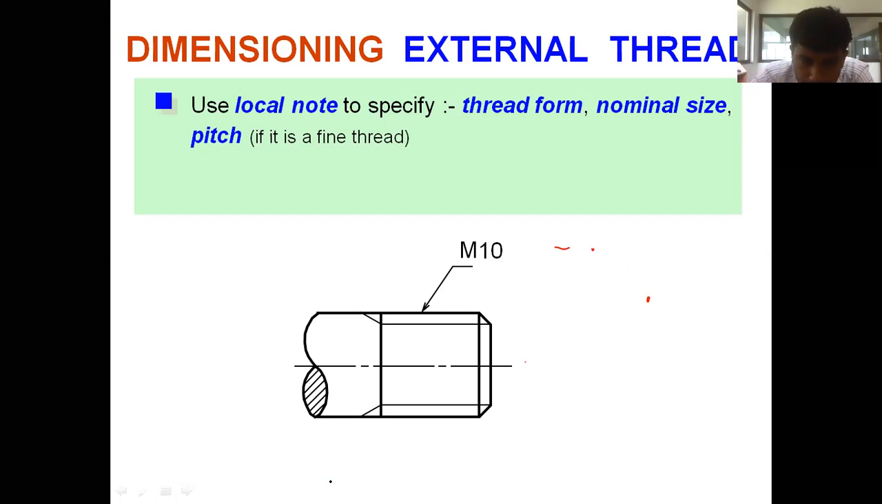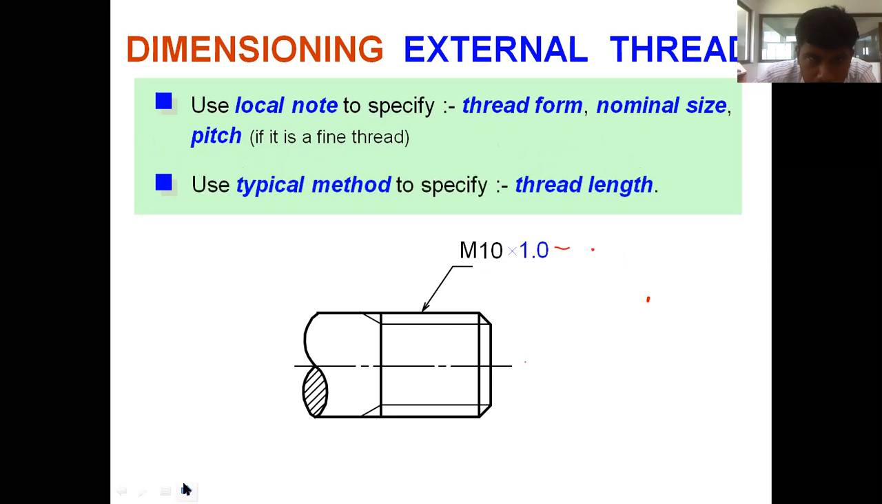Next, we'll see. M will give the fine thread, M10. Use a typical method to specify the thread length. So here we mention the thread length.